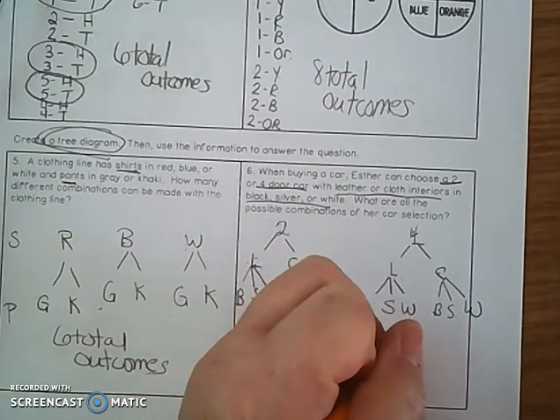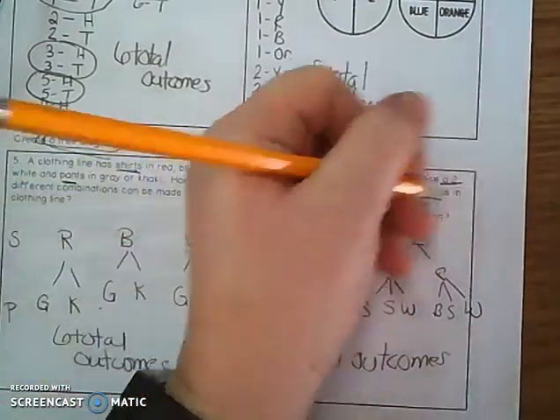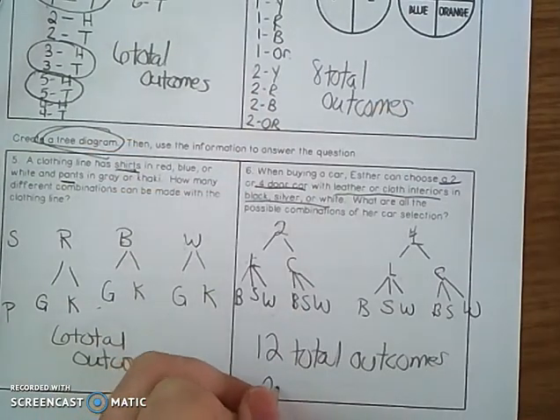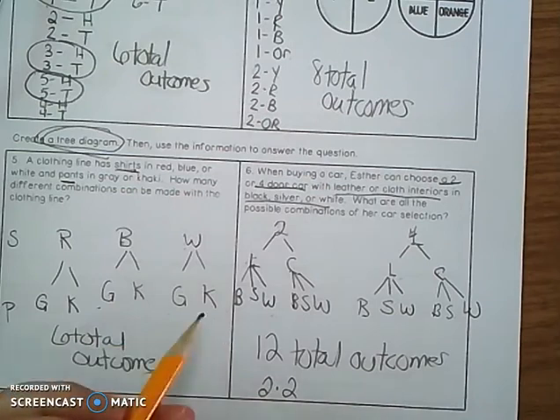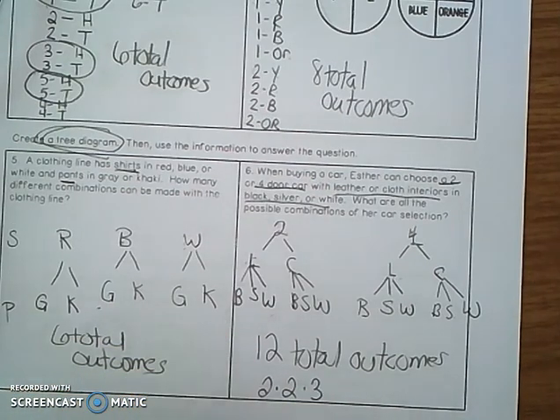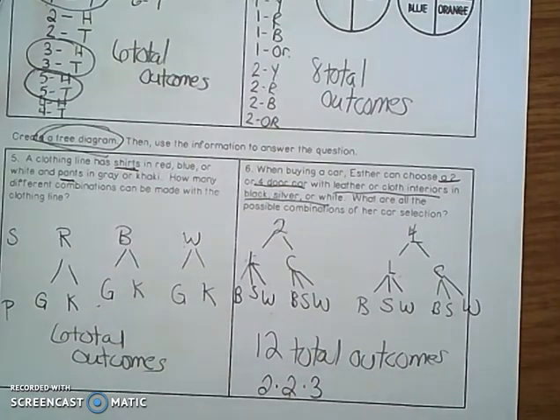And to check to see if you're right, she had 2 door choices, 2 leather or cloth choices, and 3 color choices. 2 times 2 is 4, 4 times 3 is 12. That's how you do your work.